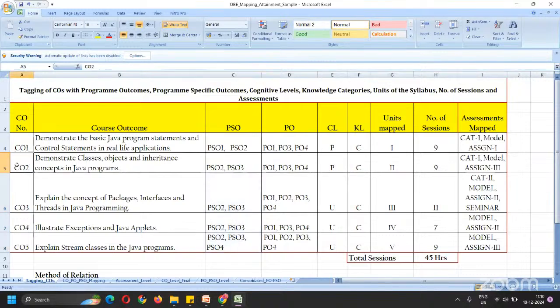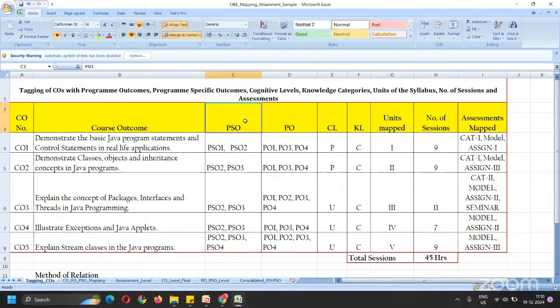Okay, so CO2 is tagged with program specific outcomes 2 and 3. Likewise, CO3 is tagged with program specific outcomes 2 and 3. Okay, taking CO5, that CO is tagged with PSO2, PSO3, and PSO4. So this is what you have to do first as a course instructor. You have to prepare which PSOs that particular course is contributing to.